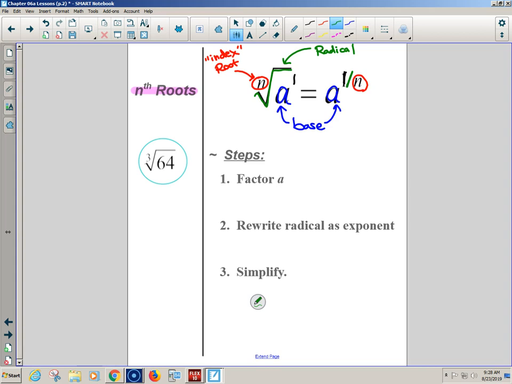Because this line is because of the radical. This n is because of the root. This base is because of the value inside, and this numerator is because of the exponent.